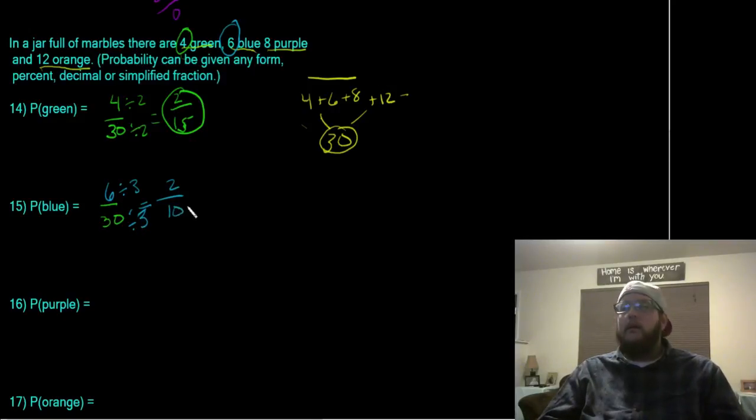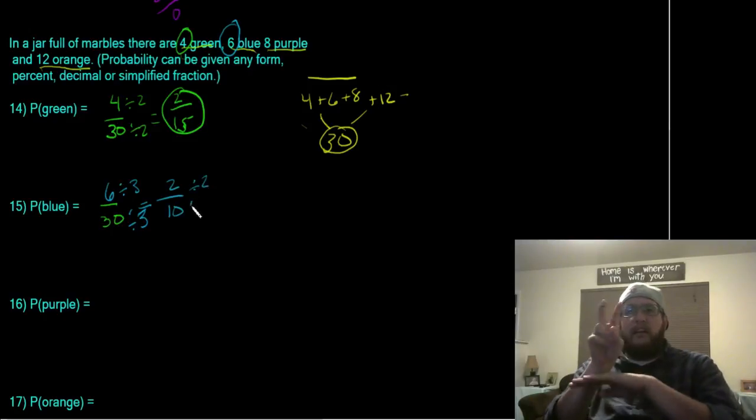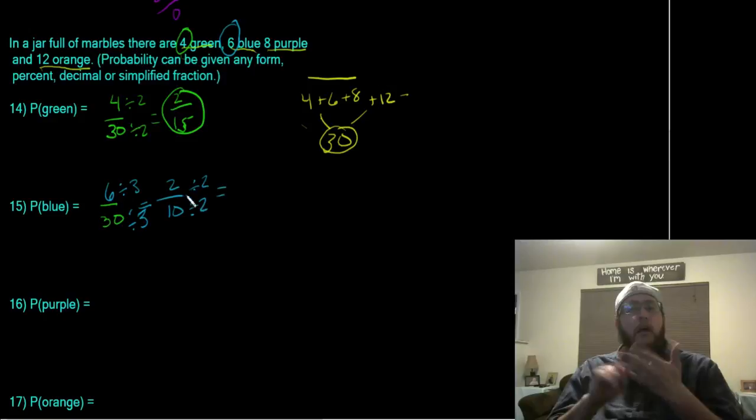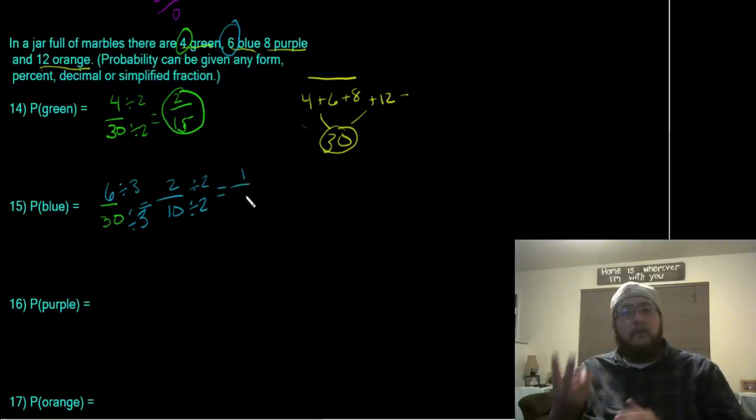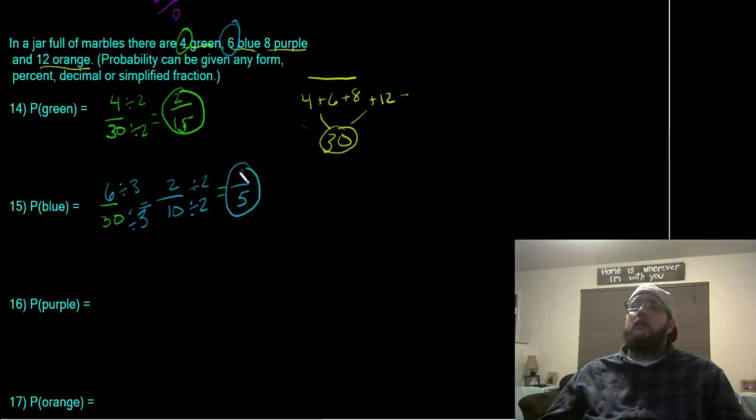Oh, look, they're both still even, so that means we can divide by 2 again. 2 divided by 2 is 1. 10 divided by 2 is 5. Probability is 1/5. Now let's look at purple.